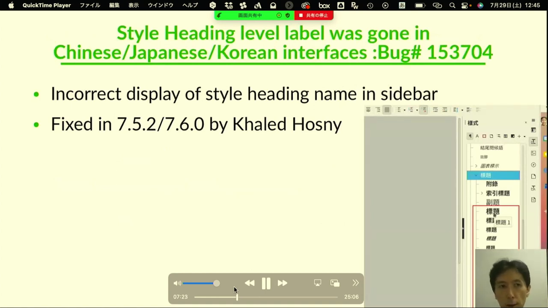Another case is a style heading label problem. This is the sidebar and styles, but the heading is incorrect. It should be Heading 1, Heading 2, Heading 3, but instead the numbers 1, 2, 3 are missing, and only Heading 10 is correct. It was broken, and it is now fixed in 7.5.2 or 7.6.